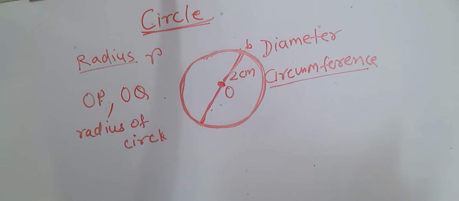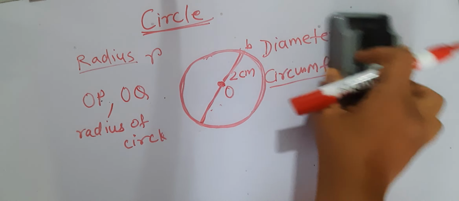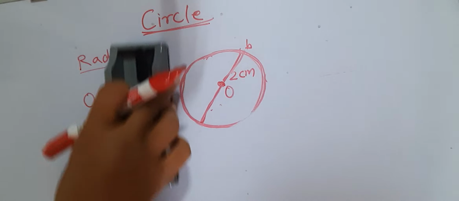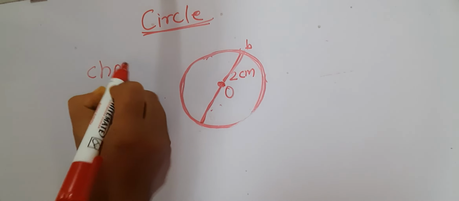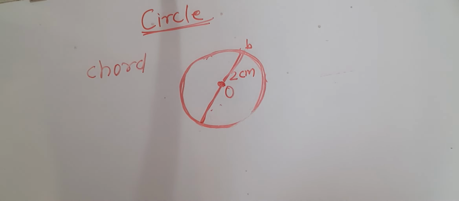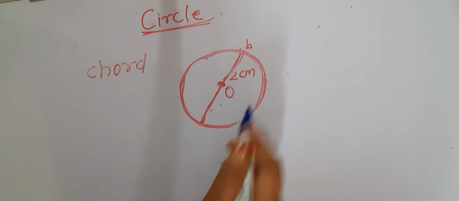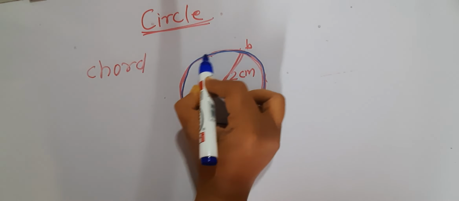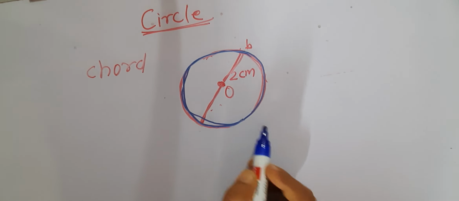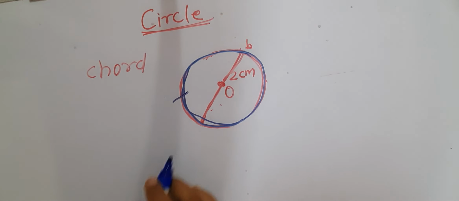Now the next is chord. What is chord? Chord is any line segment joining any 2 points on the circumference. So we know this is the circumference of the circle, and the line segments.